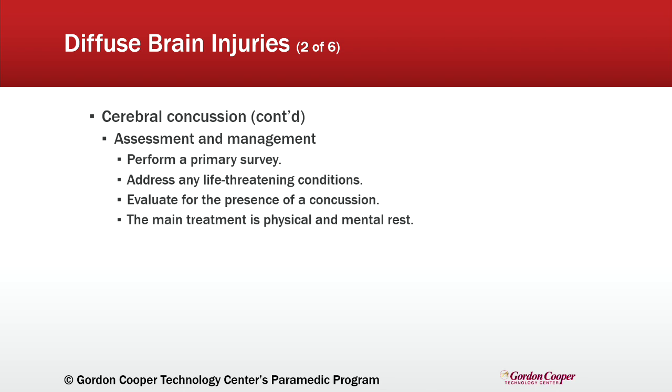So now what we want to do is we want to complete our primary survey and address any life-threatening conditions. The secondary assessment should be focused on evaluating for a concussion, which requires a thorough evaluation, and that focus is primarily on cognition. The patient's history is a key component of this assessment.